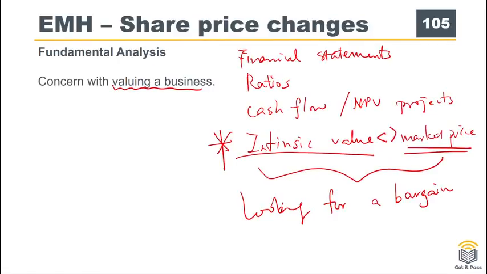For example, if they found the intrinsic value is, say, $5, and the market price is only $3, they will buy at $3 and wait for the company's intrinsic value to be reflected in the market. It's their belief. They believe that the share price will finally move to around the intrinsic value. So they just look for the bargain in the market.